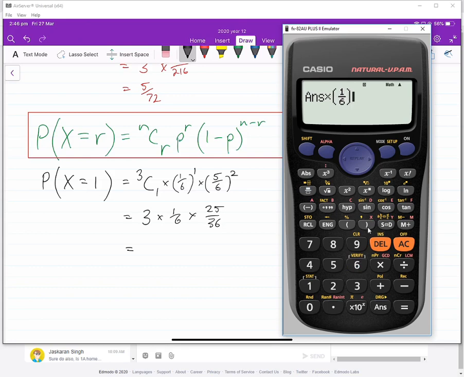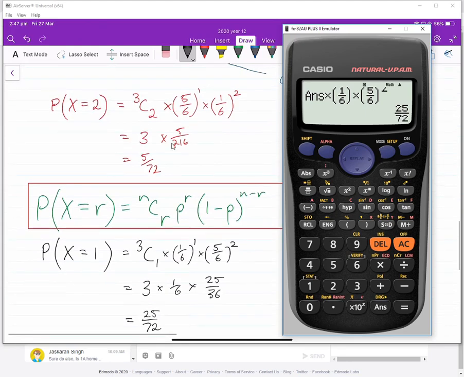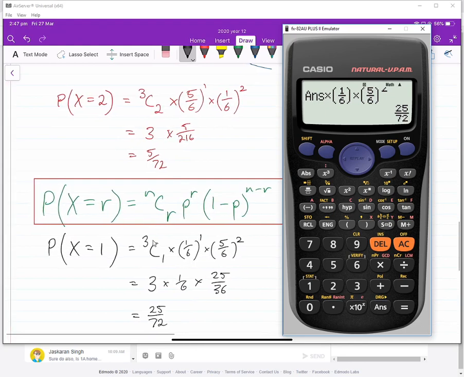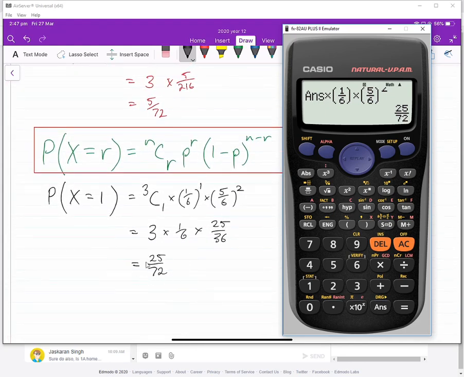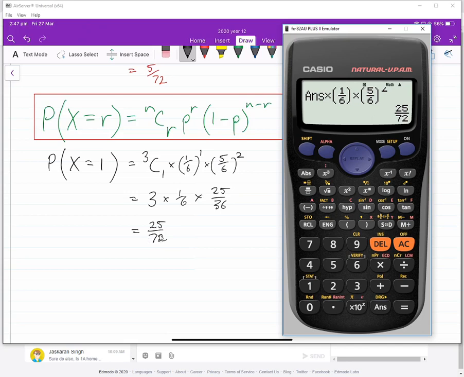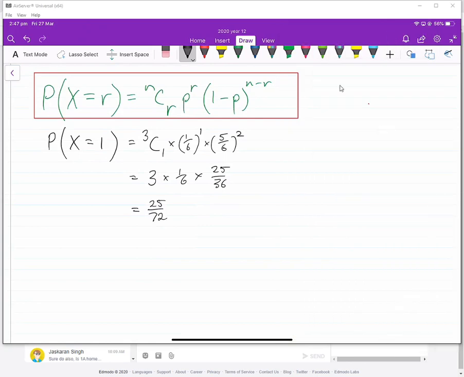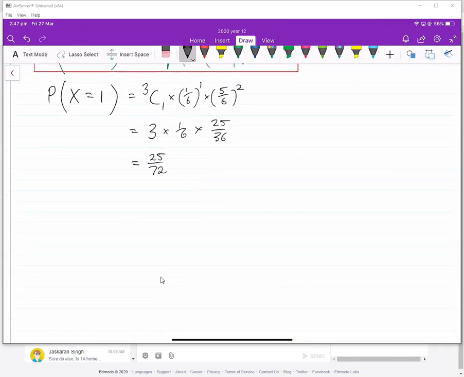And then times 5/6, and then that is squared. Okay, so I get 25 over 72. Okay, so you had a 5 in 72 chance of getting 2 successes, you have a 25 in 72 chance of getting 1 success. Okay, I might just do one more example because I feel like I've been talking a while for this.